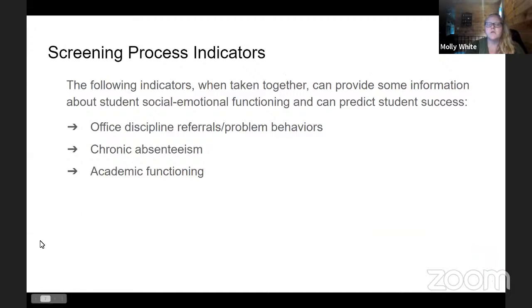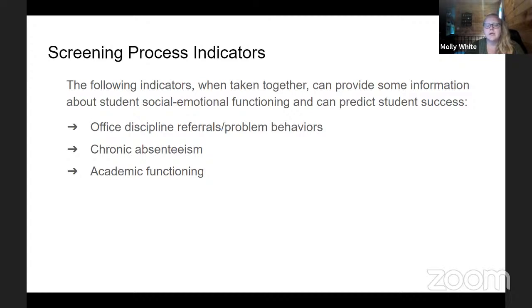So once you have all of those in place, there are some screening process indicators we would want you to think about, which can help you provide some sort of information about social emotional functioning. So if you were not looking to purchase a universal screening tool or to implement a tool, some of them are free, but you would rather have a process that you establish within your school district, these are some indicators that could be a proxy for student social emotional health and well-being.